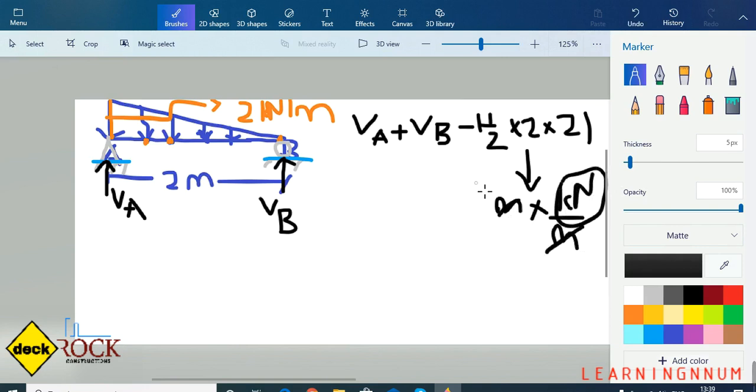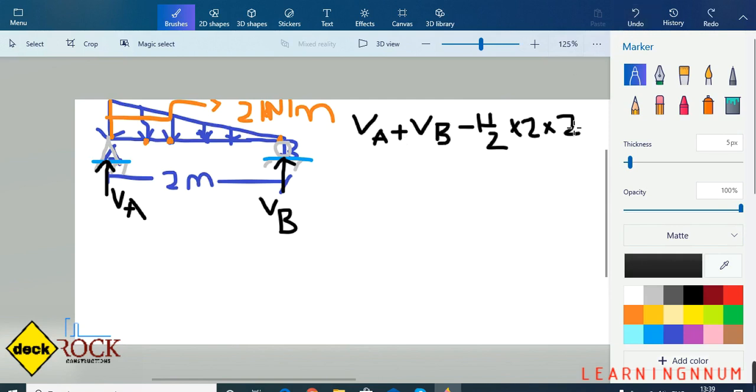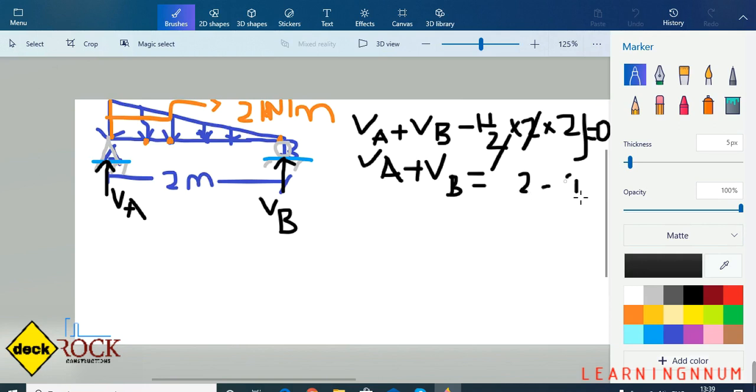And what is the unit of this reaction? Kilonewton. That's a force, right? Yes, sir. So understanding? Yes, sir. So that's it. This 2 could get cancelled and this would be equal to 0. So our first equation would be VA plus VB equals 2, right? Yes, sir. Now consider moment about point A, equal to 0.